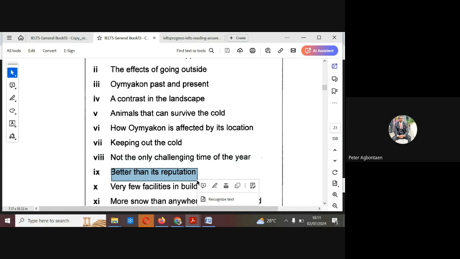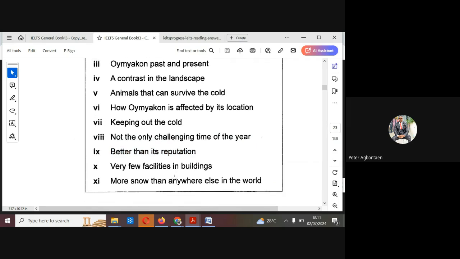And so here they said Oyemakon is better than its reputation. That means Oyemakon is better than what people think about it. Oyemakon is better than what people know it to be. Simply put, Oyemakon isn't as bad as people say. Oyemakon isn't as bad as people think. So any paragraph of this passage that tells you that Oyemakon isn't as bad as people say, or isn't as bad as people think, will be the answer to that particular paragraph.